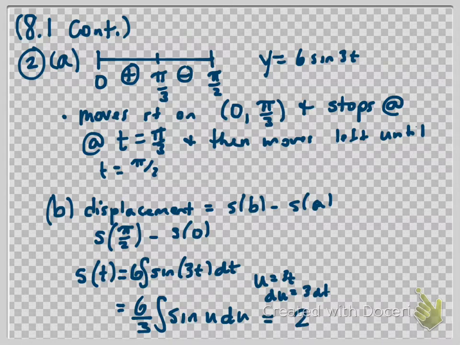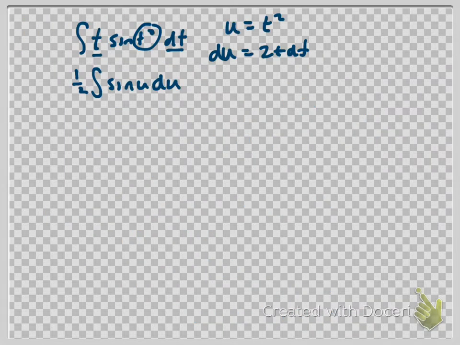Negative 2, so it's really negative 2 cosine u. And we're not going to worry about the plus c because this is a definite integral, right? This just tells me what I need to write for my, and I'm going to jump back to this other screen and draw a line here.